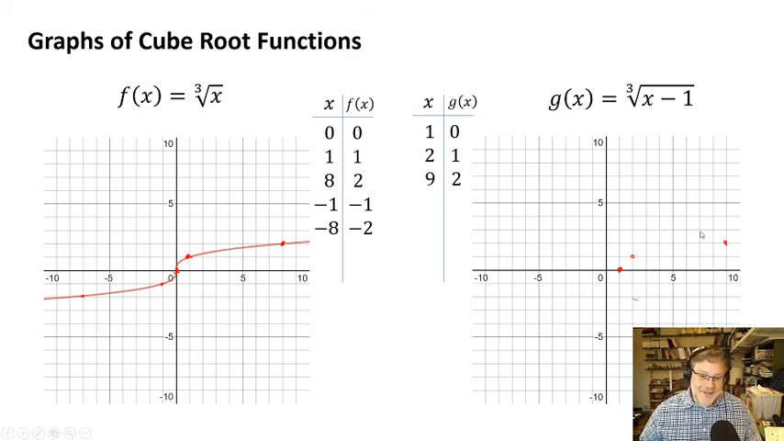So those are the positive solutions. Let's talk about the negative ones here as well. If I plug in 0 for this, 0 minus 1 is -1, and the cube root of -1 is -1. So that's here now.